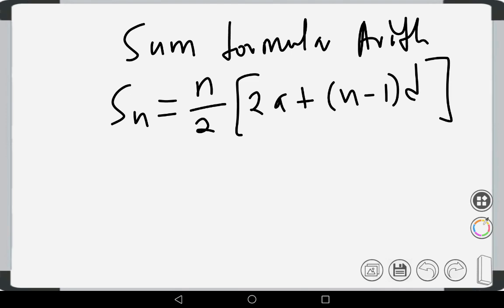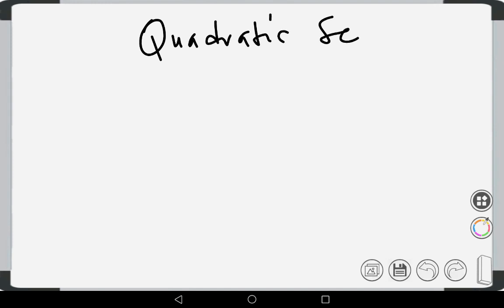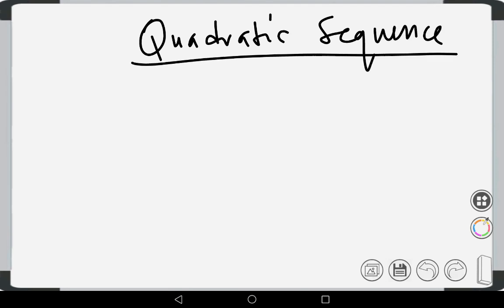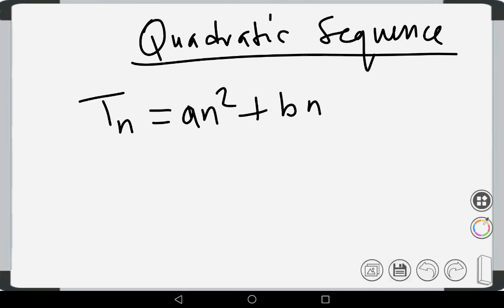So now let's go to the one for quadratic sequences. For quadratic sequences, we are going to deal with the formula. The general formula that we have to get is Tn equals an squared plus bn plus c. This is the general formula for quadratic.